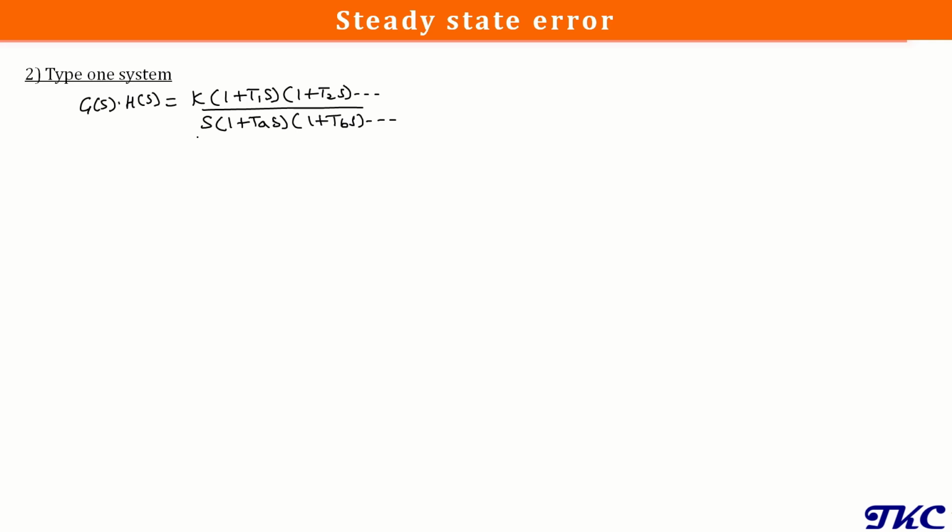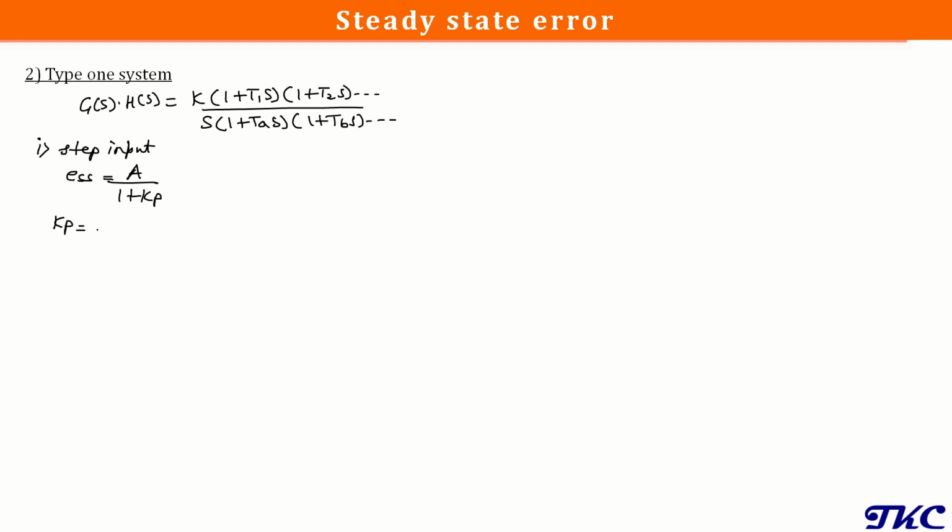So if we are having one pole at the origin, that indicates it is a type 1 system. Now let's find the steady state error for this type 1 system when we are having a step input. For step input, we know that the steady state error is A by 1 plus Kp. Again, this steady state error depends on the value of the transfer function. So let's find that Kp.